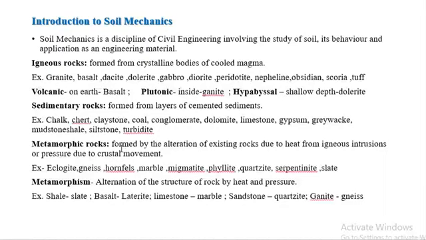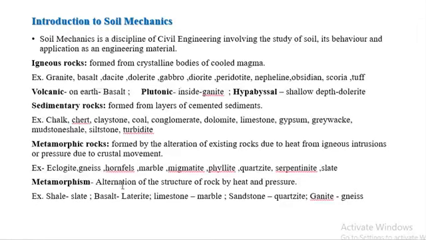Metamorphic rocks. Metamorphic rocks are formed by the alteration of existing rocks due to heat from igneous intrusion or pressure due to crustal movement. Metamorphic rocks are mainly formed due to heat and pressure. If this option is there, then it will be metamorphic rock. Examples are gneiss, hornfels, marble, migmatite, etc.